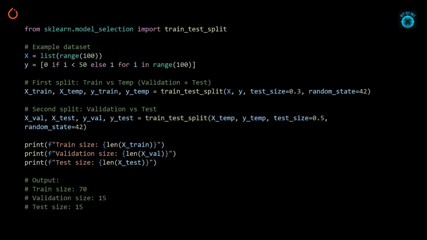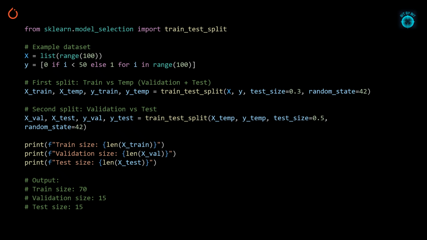We set aside 30% of the data for validation and testing. Then we split that temporary set again, 50-50, into validation and test sets. Finally, we print the sizes. The result is 70 samples for training, 15 for validation, and 15 for testing. This ensures that we have clean, separate subsets for each stage of the machine learning pipeline.